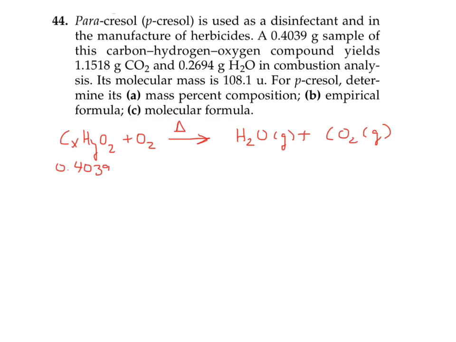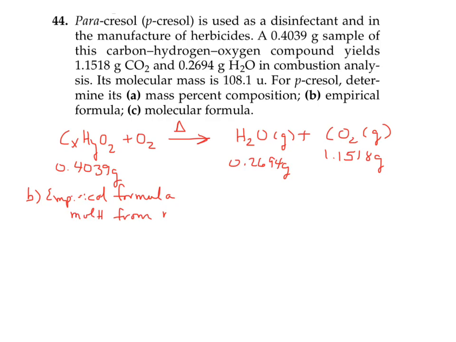So the mass is given, the initial mass of the thing that was burned, and of course the mass of the carbon dioxide and the water was also given. So like I said, I would focus on B first. What we just did was we got the moles of hydrogen from the mass of water. We got the moles of carbon from the mass of CO2.